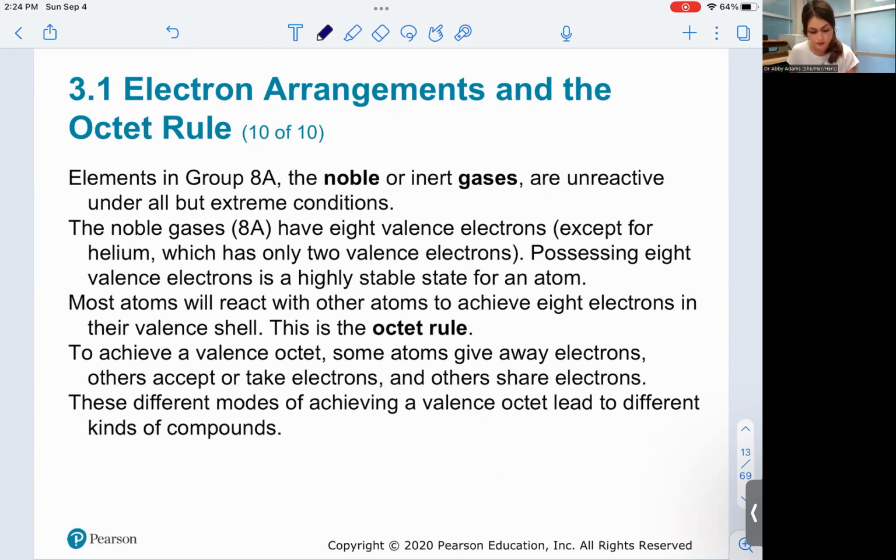Wanting to become complete has a lot to do with something called the octet rule. Okay. So octet, all right, that means 8. So the elements in group 8A, those are the ones with 8 valence electrons in their highest energy level. Those are the noble or the inert gases. All right, so they are mostly unreactive. They're pretty satisfied. They are complete. That energy level is complete for those elements.